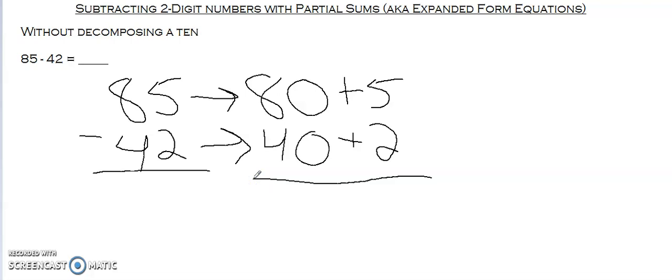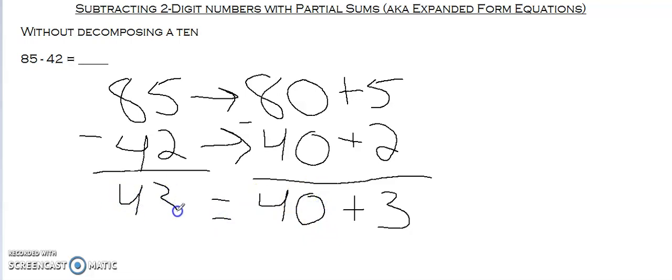So now when I go down, I'm still subtracting, but I'm subtracting showing the knowledge of what those place values are. So 5 minus 2 is 3. 80 minus 40 is 40. So what I have left, the difference, is 43. It is important for students to be able to explain that it's not just 8 minus 4, it's 80 minus 40. It's 8 tens minus 4 tens.